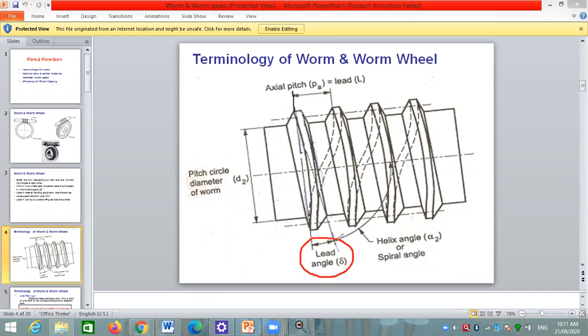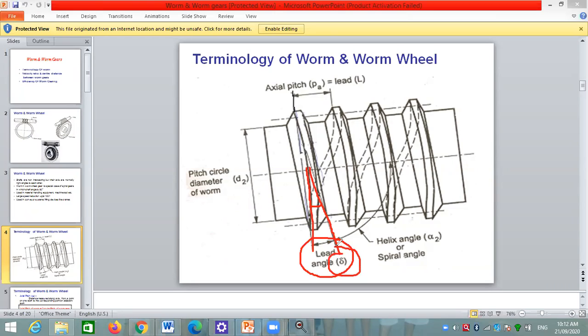Then the next terminology is lead angle. Lead angle is denoted by delta, and it is the angle. If we see here, this is the perpendicular line to the axis of the worm, and the angle made by the teeth on the worm is called the lead angle.